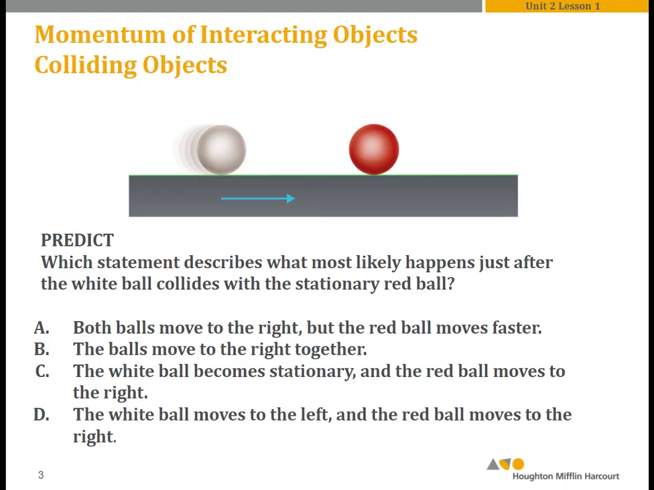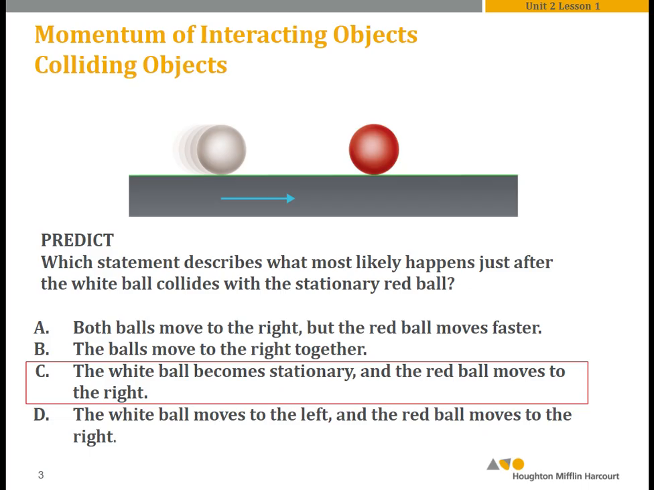Let's look at this situation where the white ball crashes into the red ball. If the white ball collides with the stationary red ball, what is the most likely result? The most likely result is that the white ball will stop and the red ball will move to the right. The white ball is moving, so it has momentum. The red ball is stationary, so it has no momentum. When they collide, the momentum transfers from the white ball to the red ball.